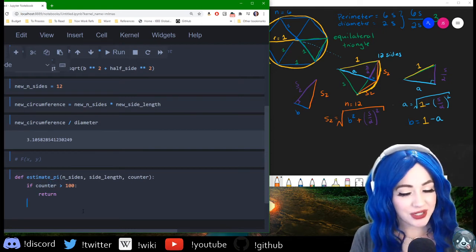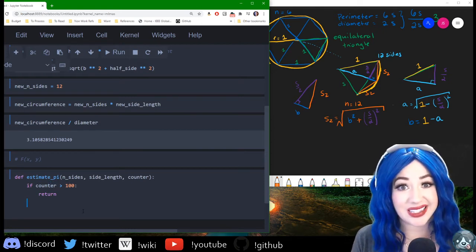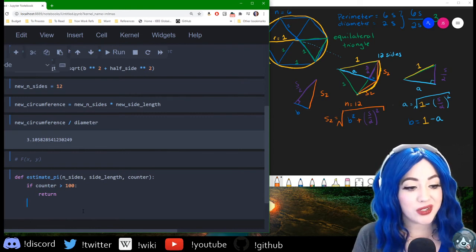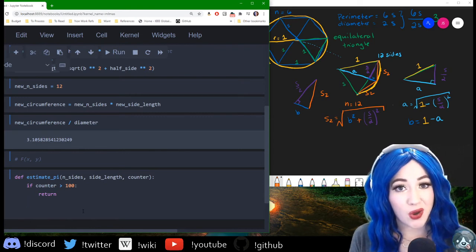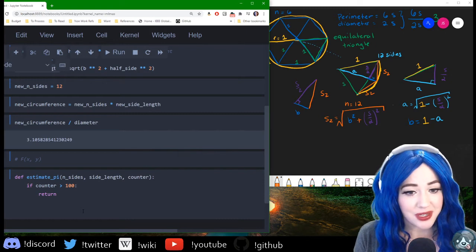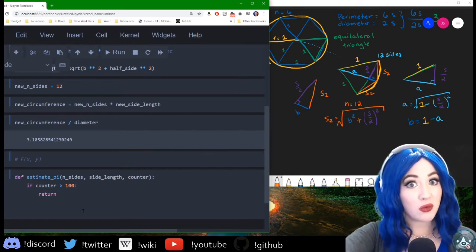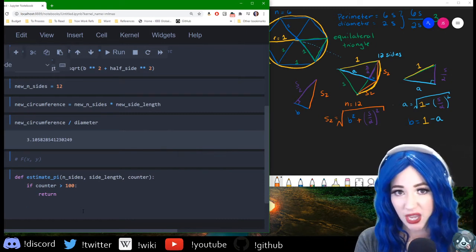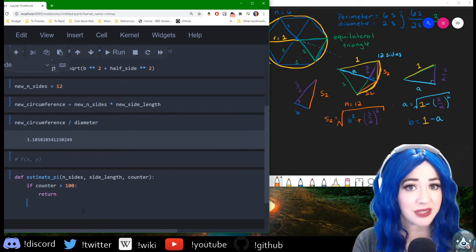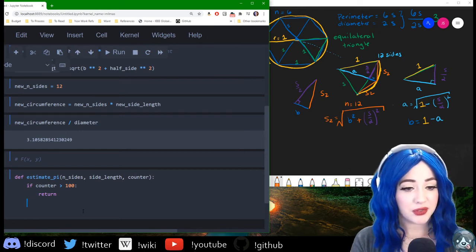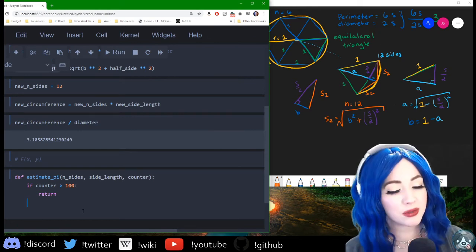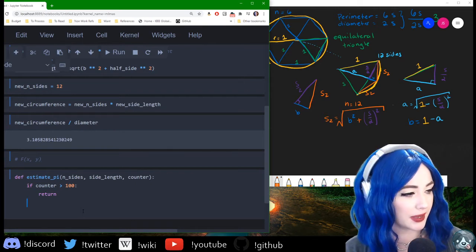The counter here is just to make sure that we don't get stuck, because I could let it run, it would go forever. Remember, pi doesn't stop. So we don't want to let this just go. So this is our hard stop. We're going to cut it off. We're going to say, hey, you can try to estimate 100 times, then stop. So that's our fail safe. But let's start to estimate pi.